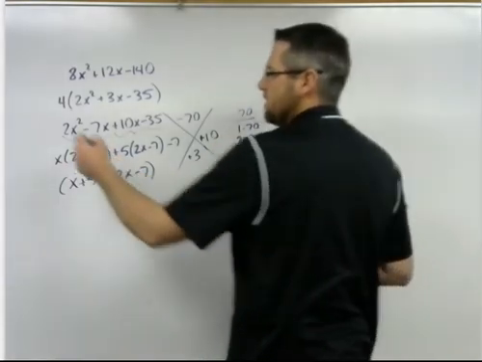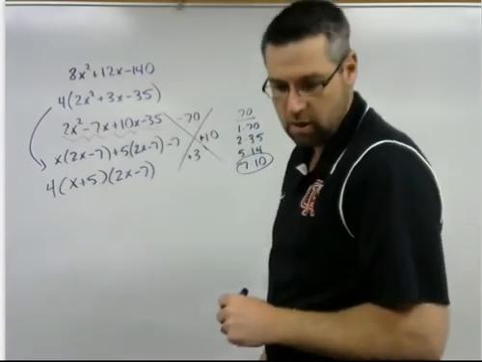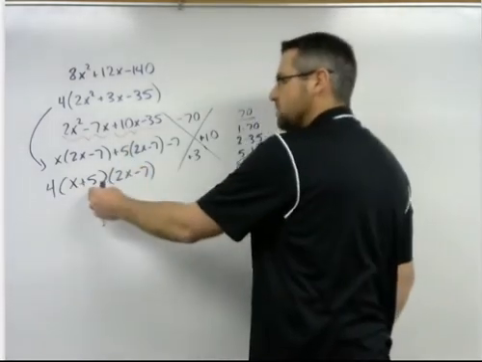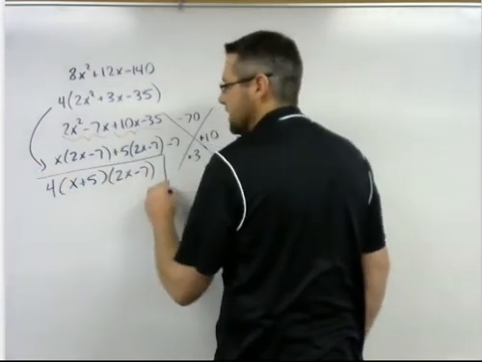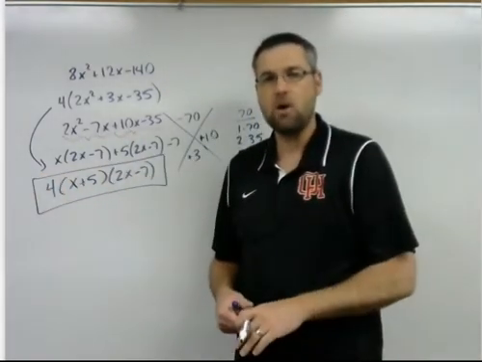We don't want to forget the 4 that we factored out originally, so we're going to include the 4 in our final answer, okay? So our three factors are 4, x plus 5, 2x minus 7. That is how you completely factor a quadratic.